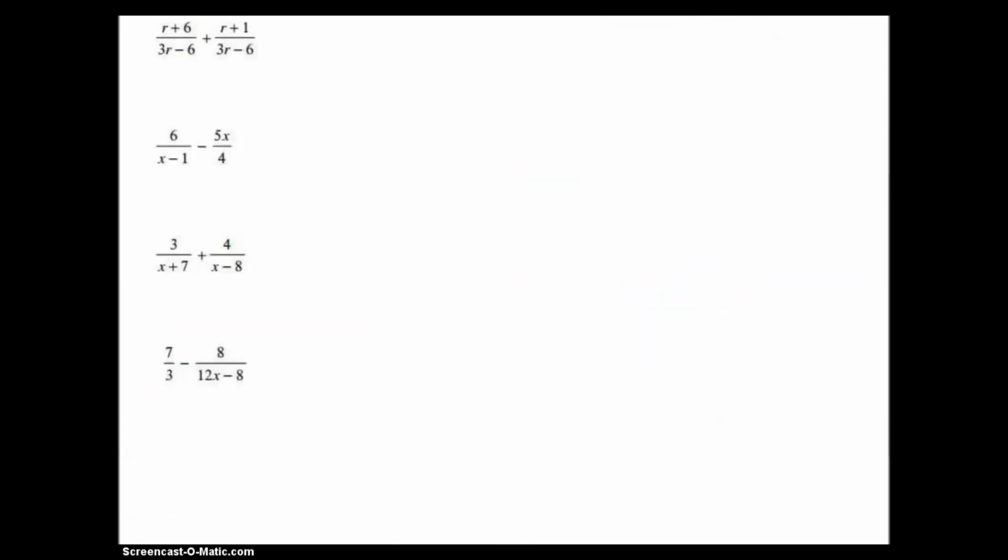Remember that you want to simplify or reduce before anything else, if at all possible.